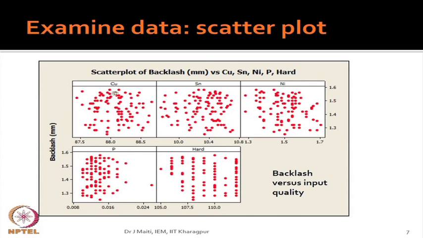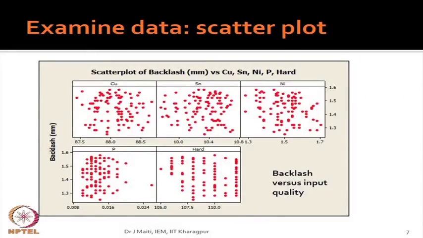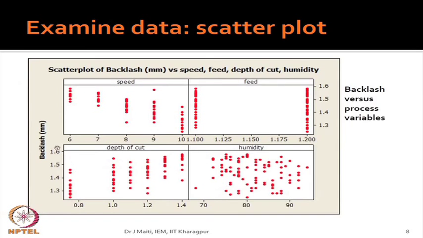then backlash versus copper, you see, is almost a haphazard random relationship. Perhaps copper percentage is not contributing. Similarly, if you see silicon, nickel, phosphorus and hardness, it is very difficult to say there is a relationship, but it is also not true that there is a nonlinear relationship. Okay. So, if you see the second plot, where we are talking about backlash versus speed, backlash continuously decreases with respect to increase in speed. You see, this way it is coming.